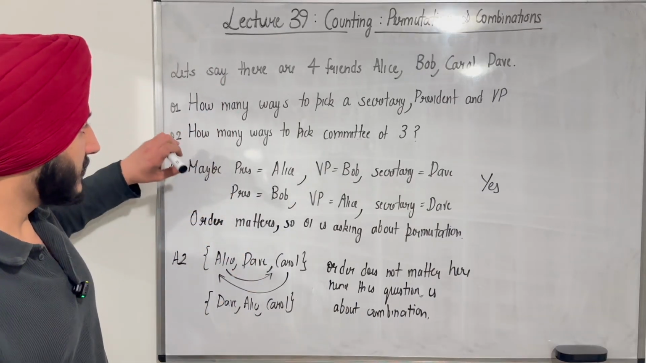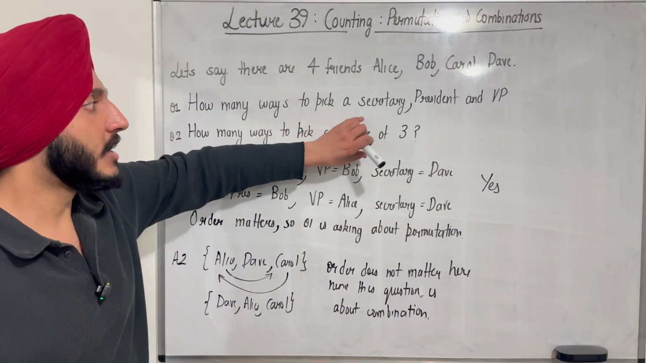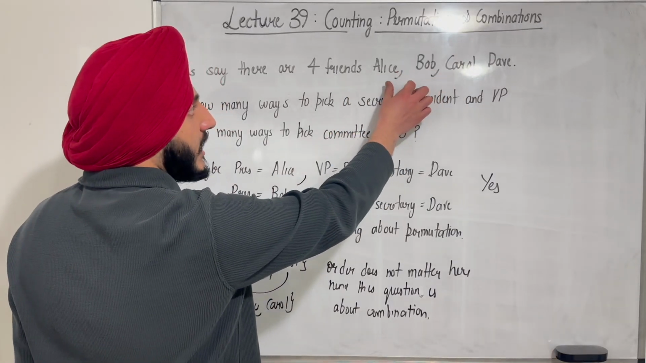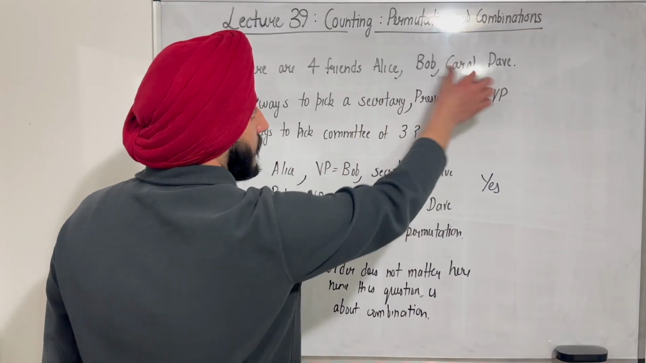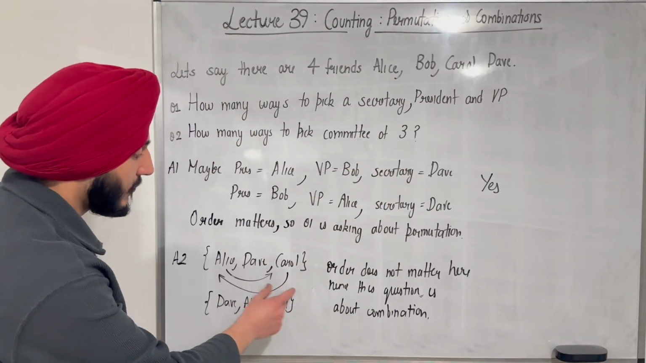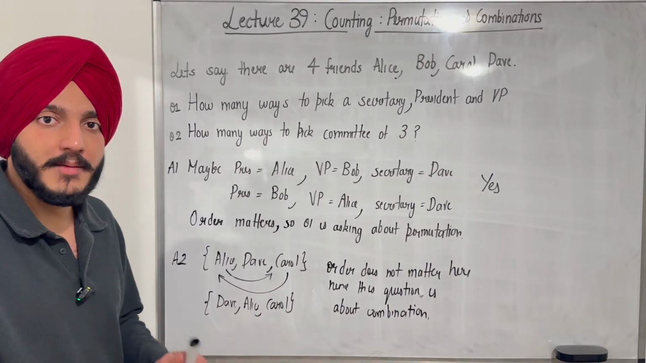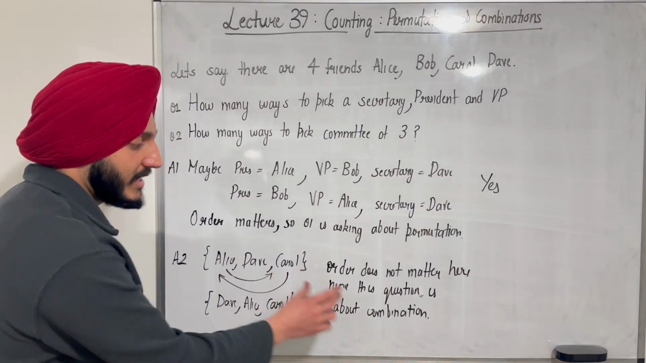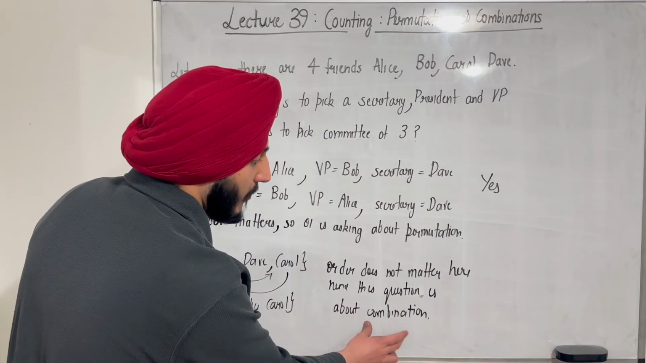And in question 2, it says how many ways to pick a committee. So I can either pick Alice, Bob, Carol, or maybe I can put Alice, Dave, Bob. But the point is, inside the committee, it doesn't matter how I arrange them. It wouldn't really make a difference. So since the order does not matter, we say this is a question about a combination, right?